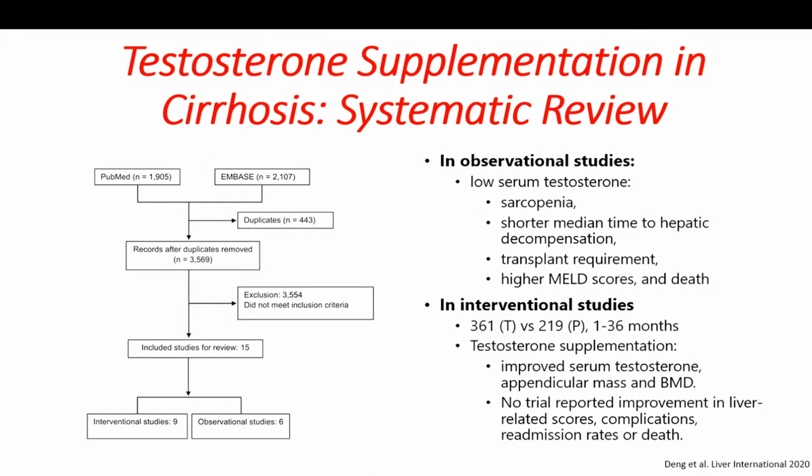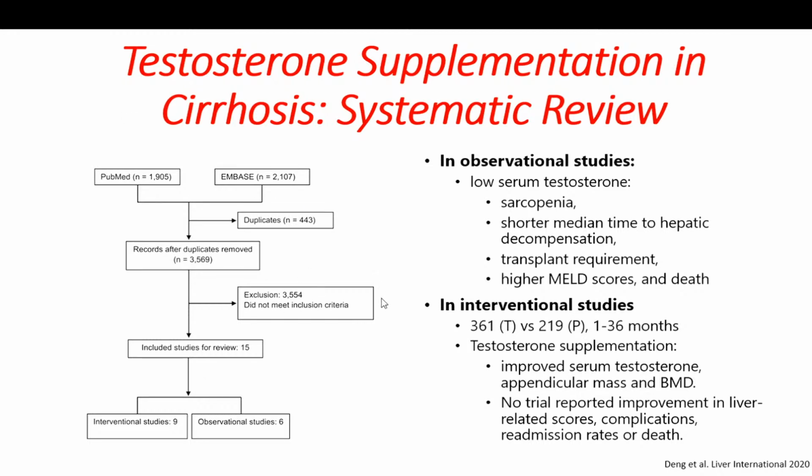Coming to an important other molecule which has not been talked about since yesterday: testosterone. We heard something about that, but this is an interesting meta-analysis which shows interesting results. They combined 6 observational studies and 9 interventional studies on testosterone in patients with cirrhosis. Observational studies show very clearly that patients with cirrhosis who have low testosterone have sarcopenia, higher transplant requirement, higher MELD scores and higher mortality.